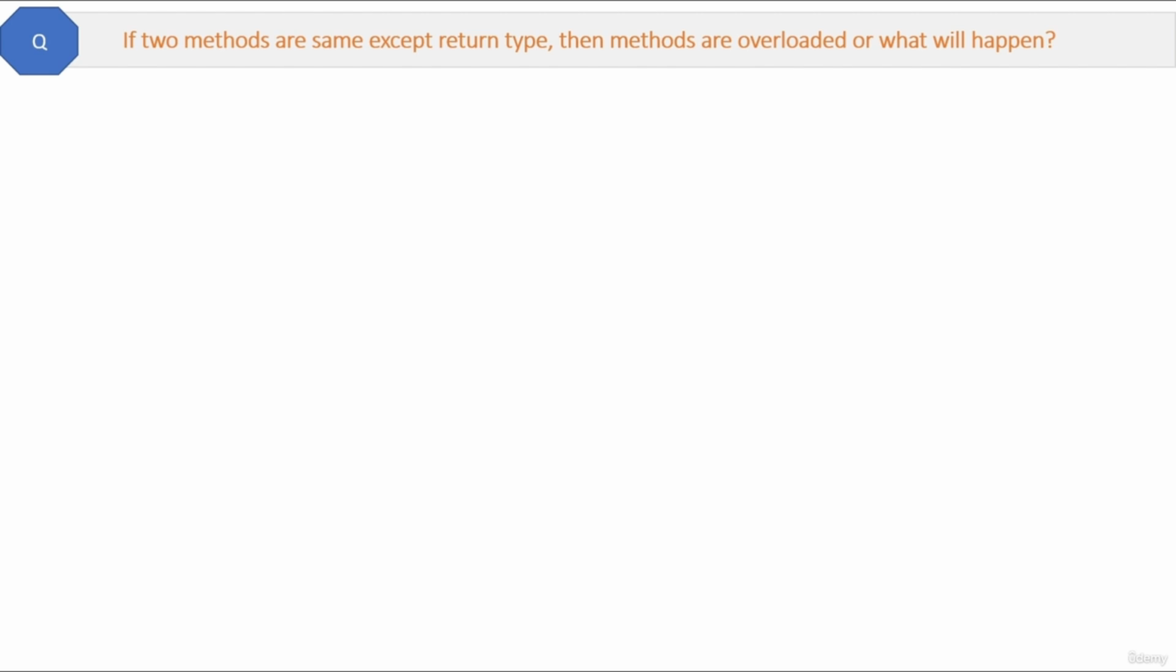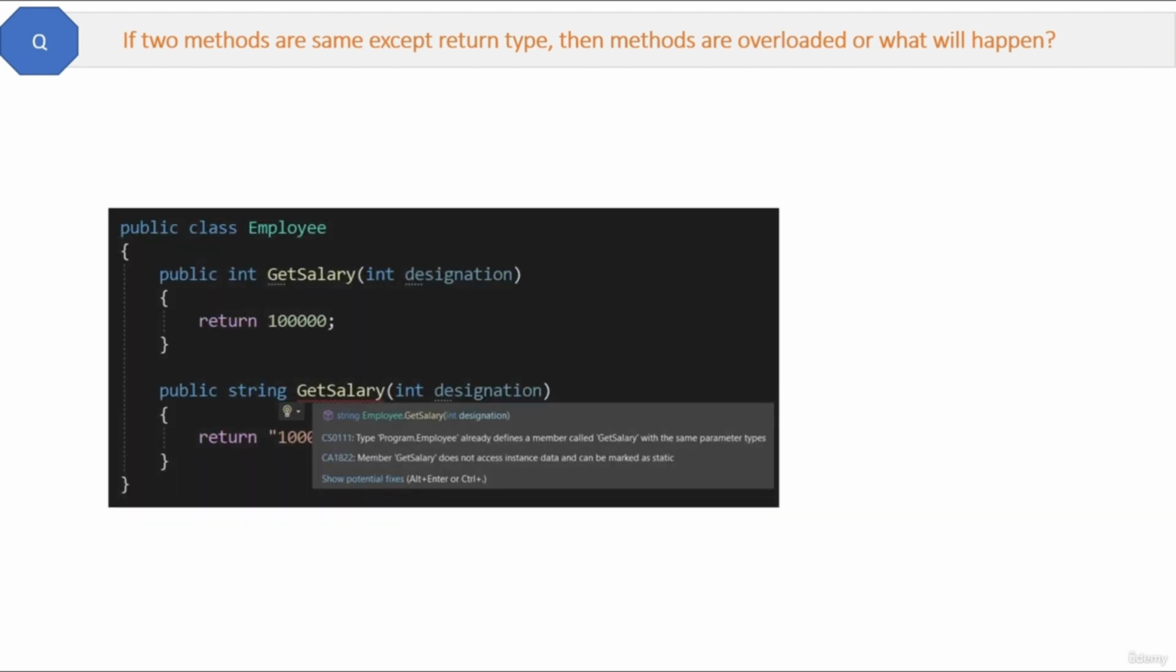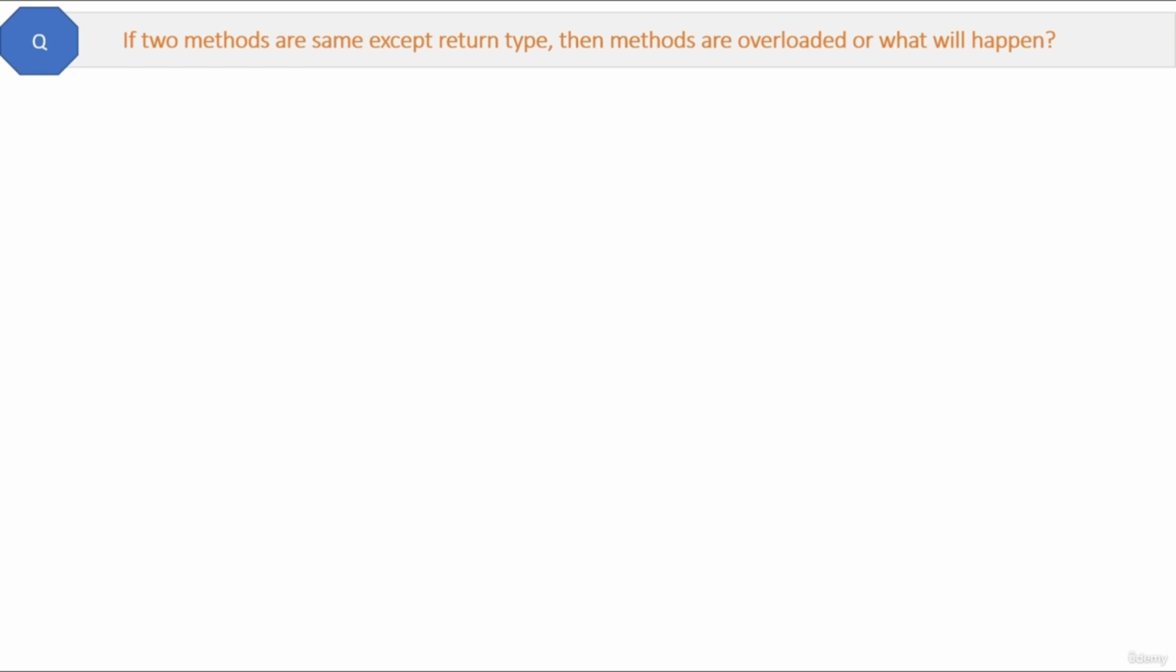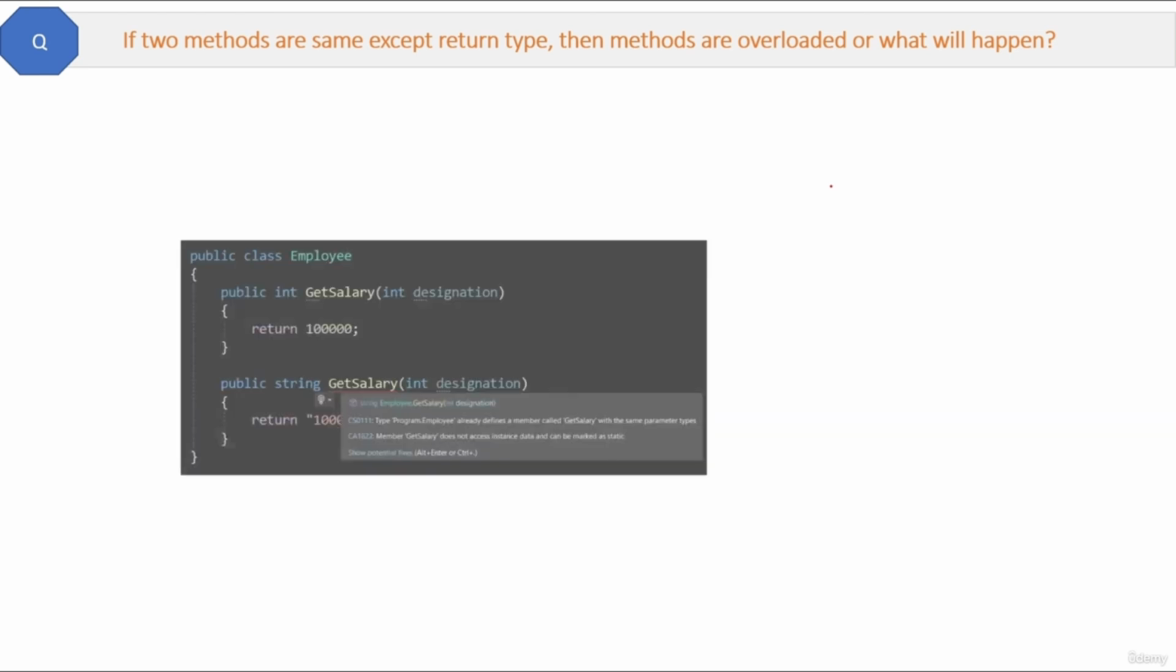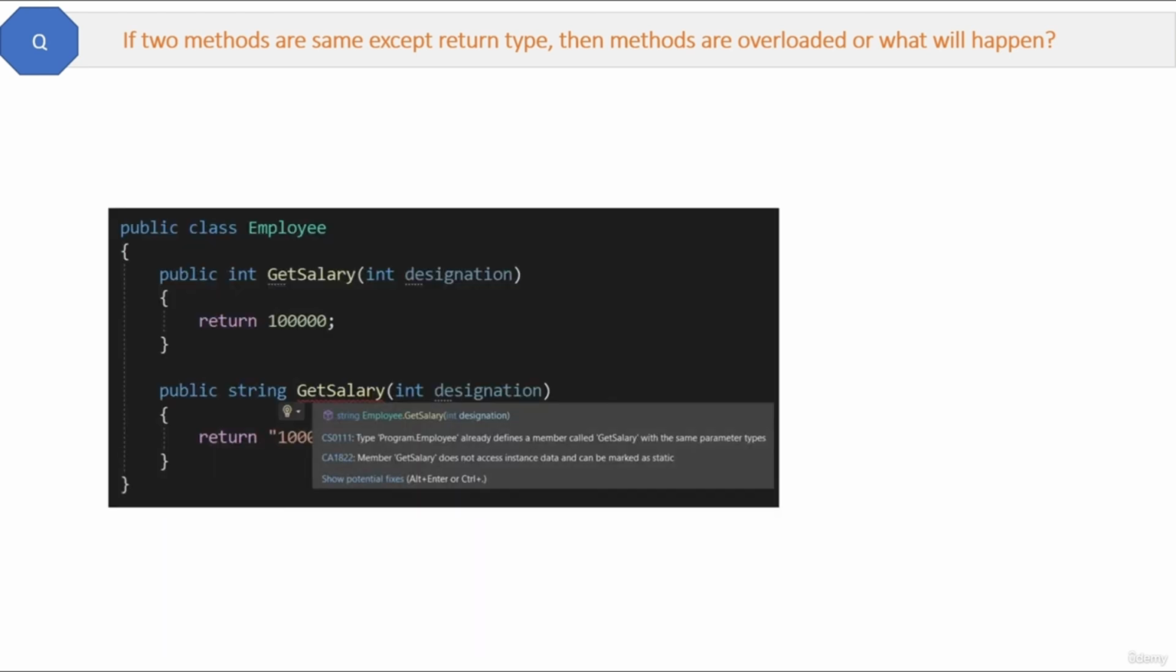Now here is a scenario based question. If two methods are the same except for the return type, are the methods overloaded, or what will happen? Many think that if the return type is different, this is overloading. But if you see the code here, where same name methods with same parameters have different return types, you can see this is not overloading, and it is not even accepted by the .NET framework. You can see the compile time error here, right? So the answer is no. This will show a compile time error. It is not possible. I hope the confusion is clear now.